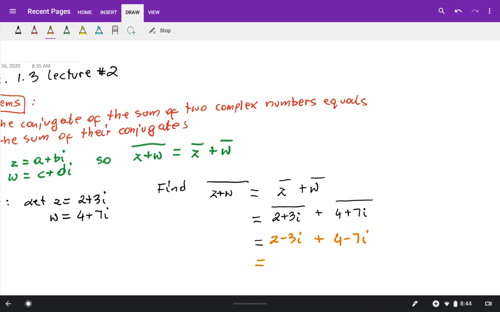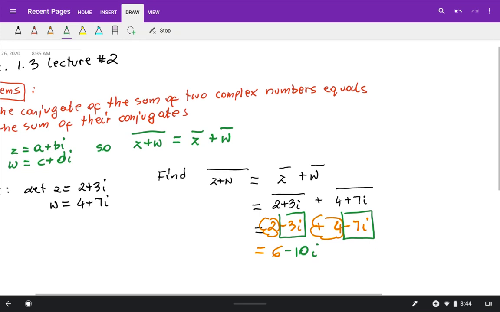And when you simplify, you're just going to combine like terms. The real parts, you're adding them together. So we have 2 plus 4, that will give you 6. And the imaginary parts, you combine them together. So you have negative 3i minus 7i, that will give you negative 10i. So this is our final solution, 6 minus 10i.